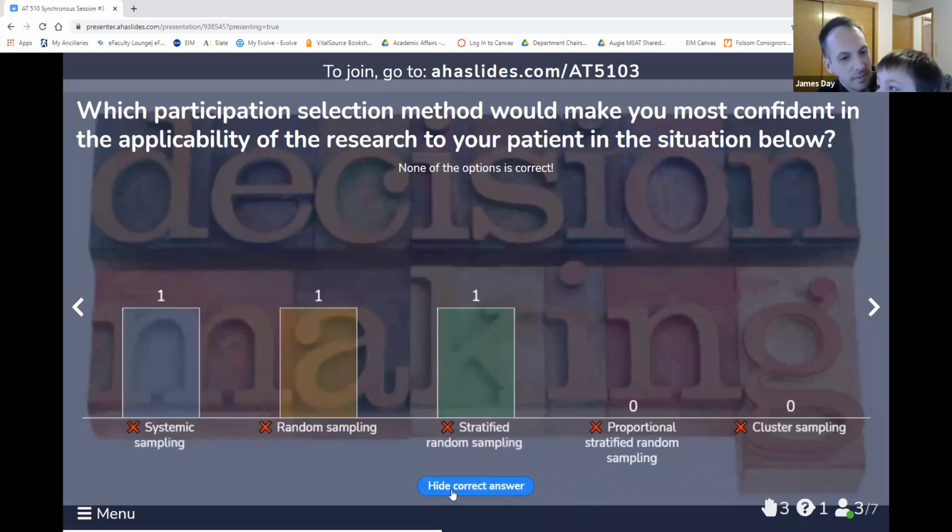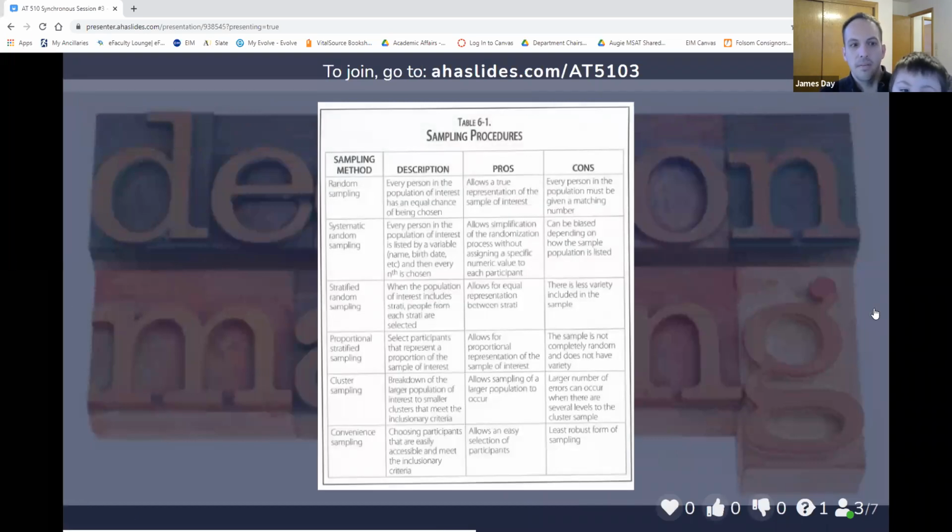I'm already past 4. I didn't put the right answer in here. The right answer here would be random sampling. And let's look at all of these. All right, so this is more of a definition type question with a little bit of a twist in there. I'm more interested that you know what these different definitions are. So in random sampling, every person has an equal chance. That is the most true representation of the sample of interest.